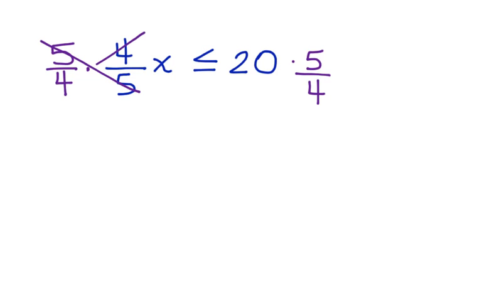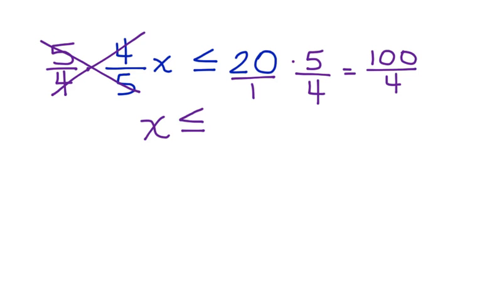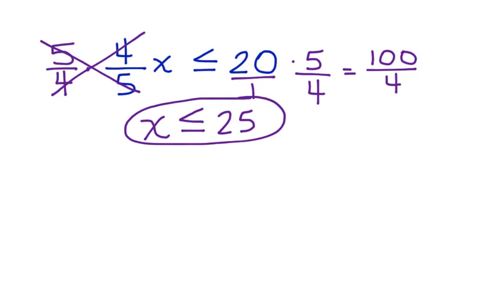This cancels and this cancels, leaving x alone. X is less than or equal to. Now when we multiply this right side through, we have 20 times 5, which is 100. And we have 1 times 4, which is 4. So we can say that x is less than or equal to 25.